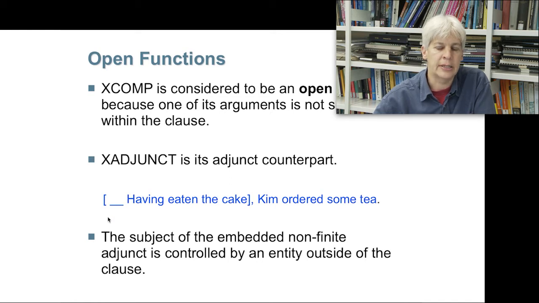An example for an XADJUNCT is: having eaten the cake, Kim ordered some tea. Same thing again. Who's eating the cake? Well, Kim. But in this case, this is not an argument of order. This is an adjunct. It's modifying: Kim ordered some tea after having eaten the cake. So this is modifying this sentence here. It's a sentential adjunct, and it's an open function because the subject here is missing and is being controlled by some entity outside of the sentence. That's just as a note. We won't be implementing XADJUNCTs right now, but it should be obvious how to do it actually.